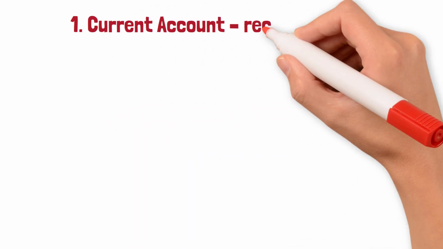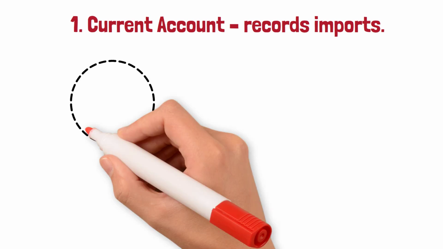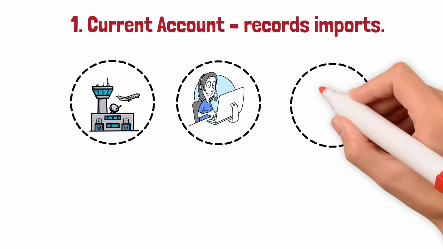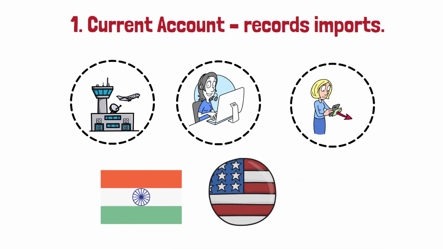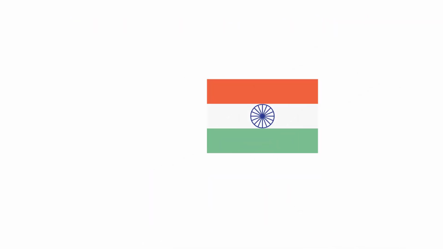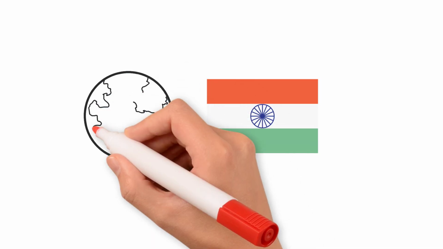One, current account, records imports, exports, services, and money transfers. Example, if India exports software to the US, that's money coming in. If India imports oil from the Middle East, that's money going out.